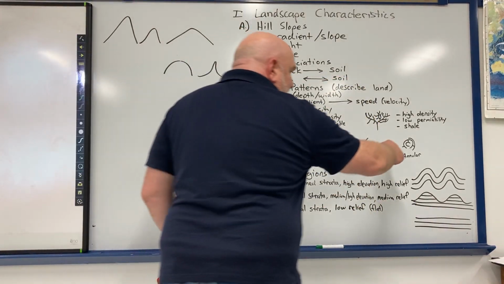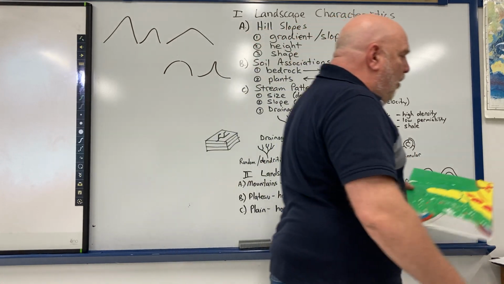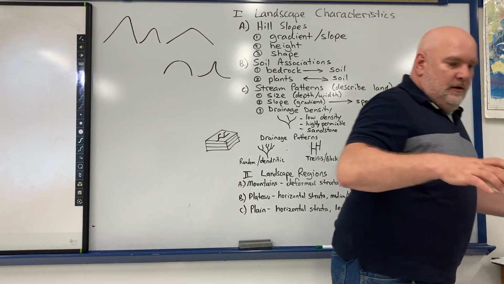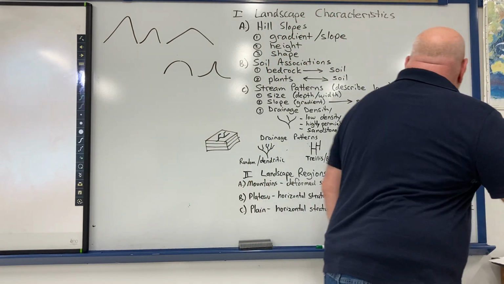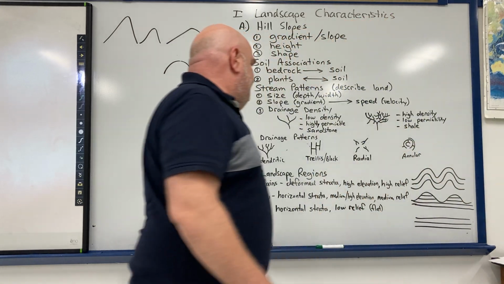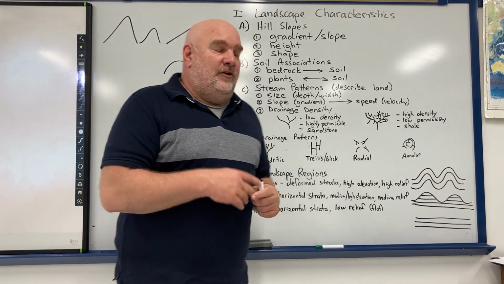And that's how I get annular drainage, rings. So I get that when I have a dome or a volcano where the top of that has eroded away, and that's going to leave it a round type feature that can have streams in it. All right. So those are the four main types of drainage patterns that you need to be familiar with.